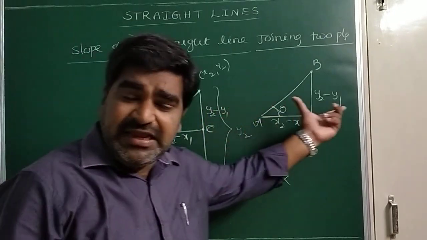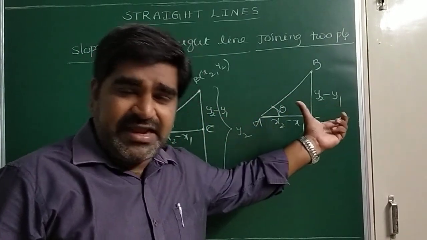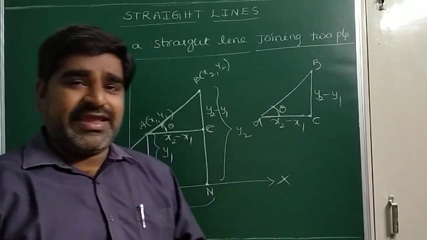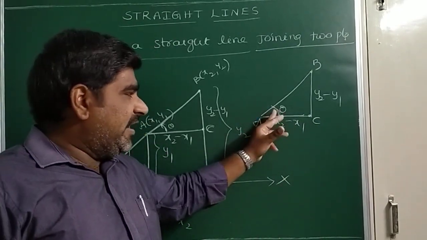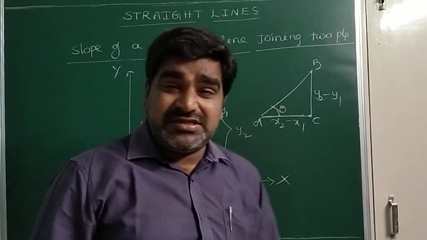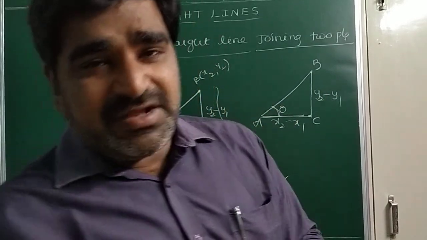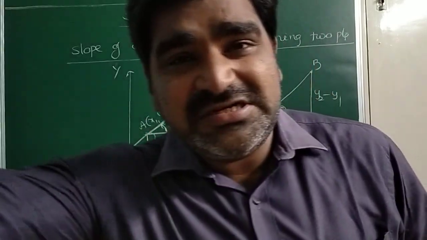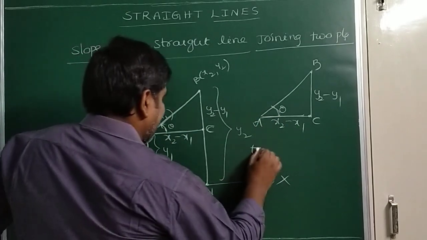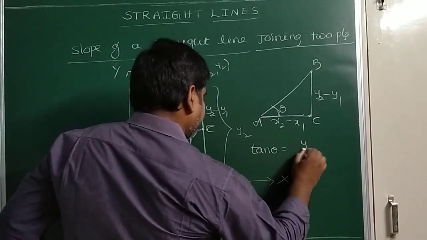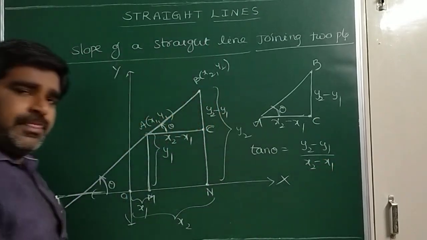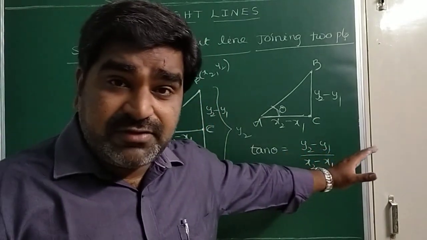Now from this right angle triangle, can we calculate the trigonometric ratio tan theta? Yes, I can, because theta is the angle, y2 minus y1 is the opposite side of theta, and x2 minus x1 is the adjacent side. From the formula, tan theta is opposite side by adjacent side. So tan theta is equal to y2 minus y1 by x2 minus x1.